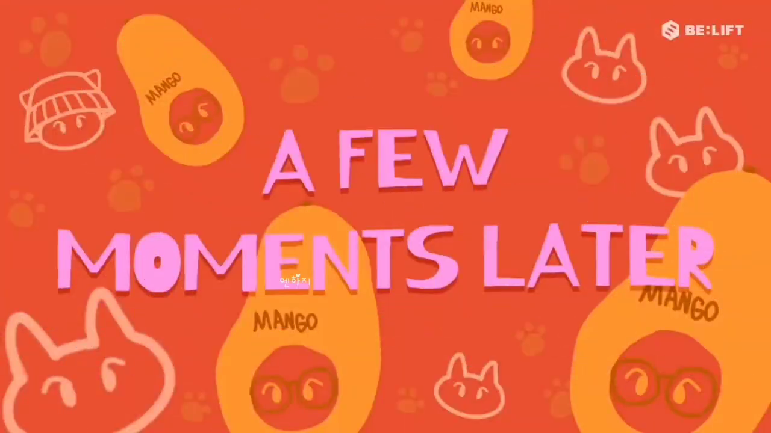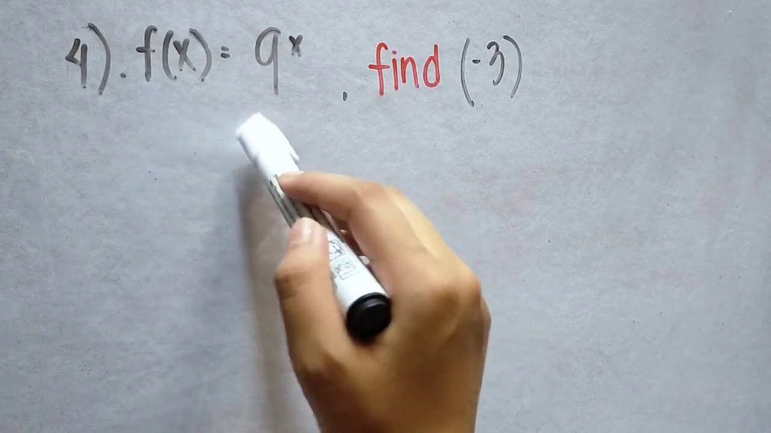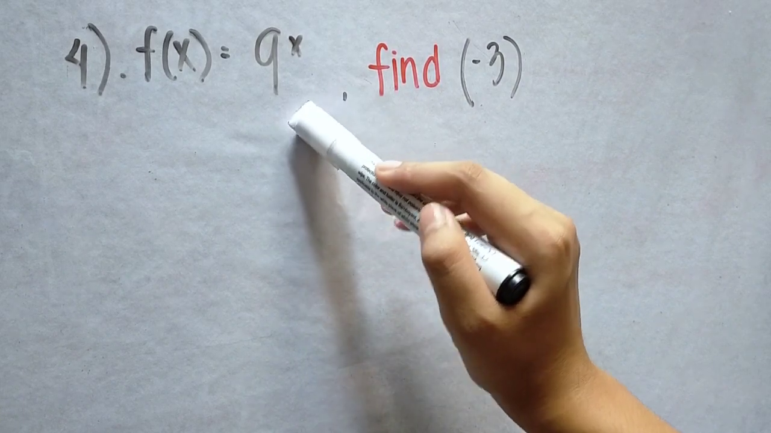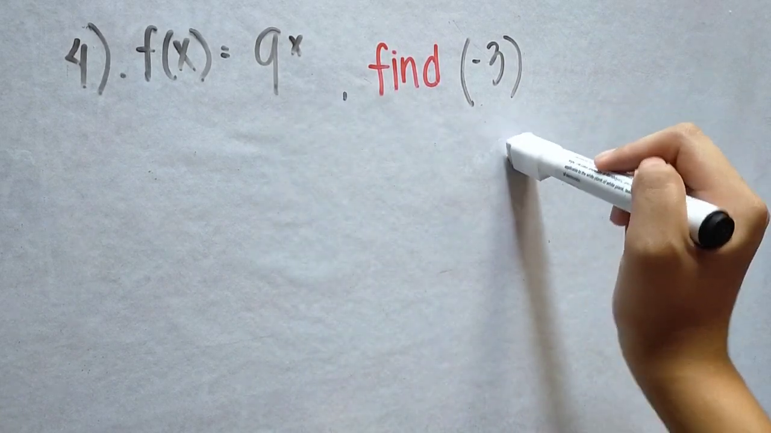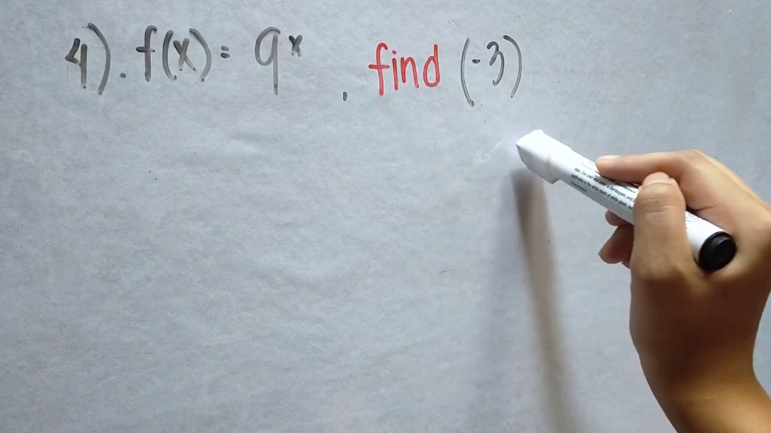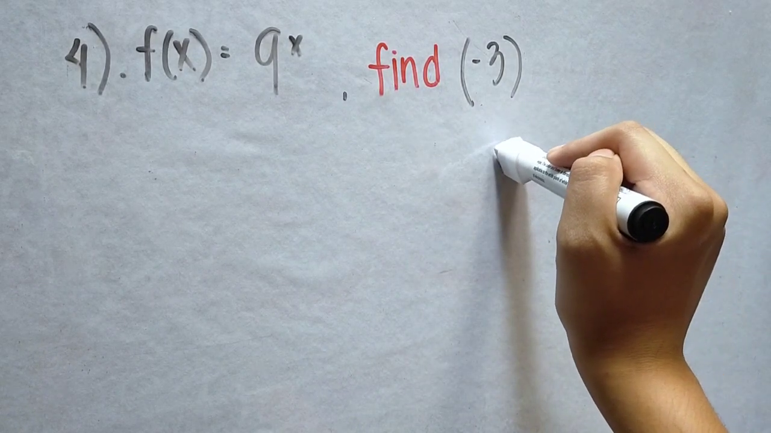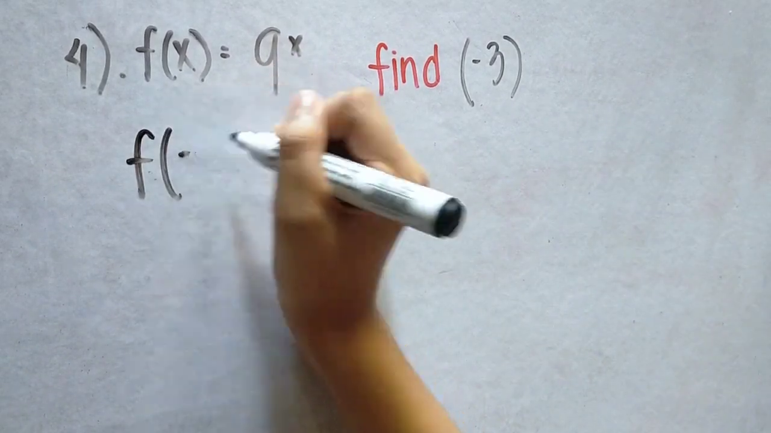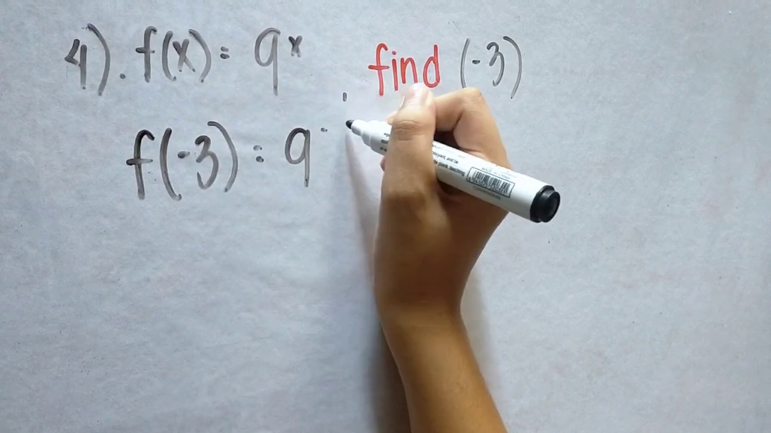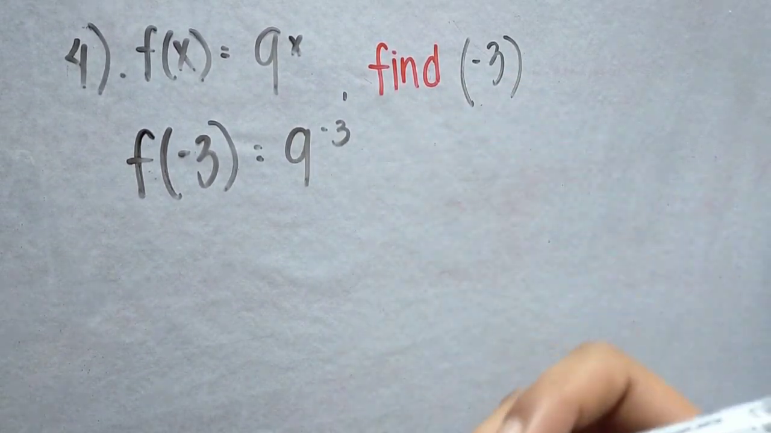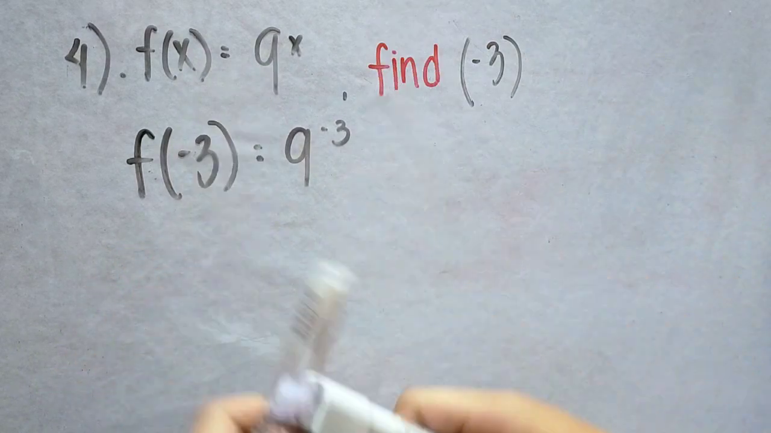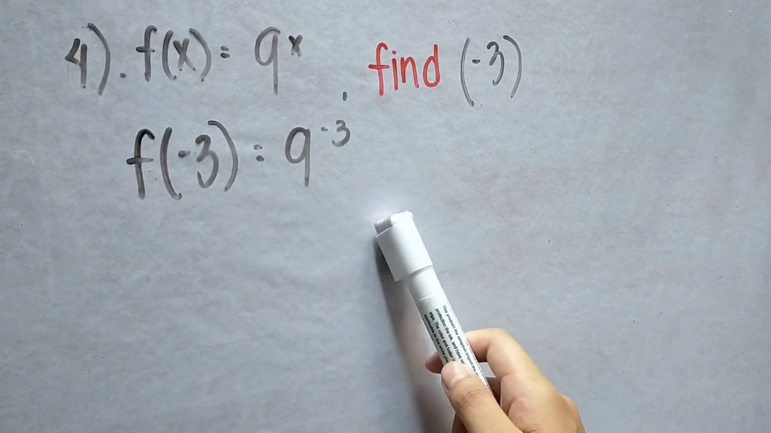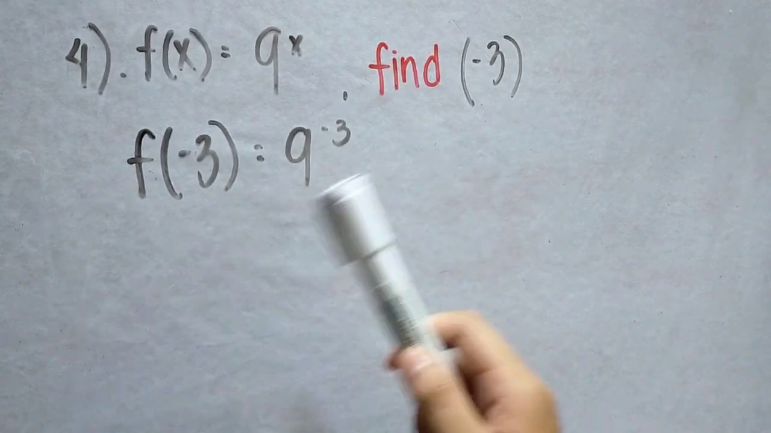A few moments later. Now, for our fourth example, we have f of x is equals to 9 raised to x. And ang hinahanap naman ngayon is negative 3. Note, ang hinahanap is negative. It is very easy and it's just like this. Para hindi kayo maguluhan and syempre magkaroon kayo ng malinis na solution, always have a proper solution like this. It may take you a while to write, but doing this can avoid you from having a mistakes.